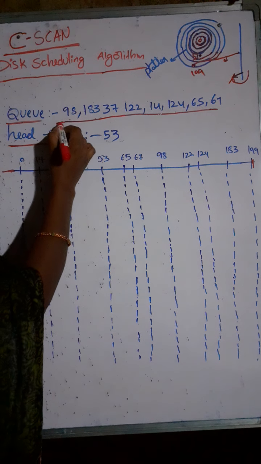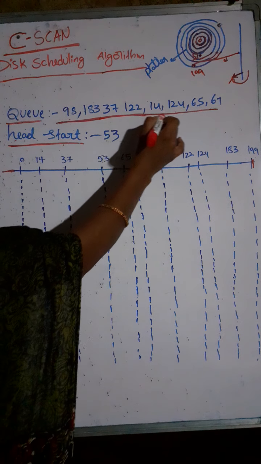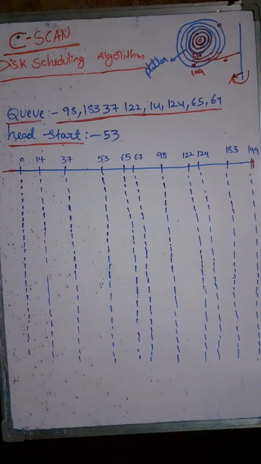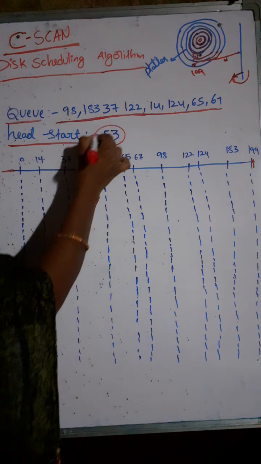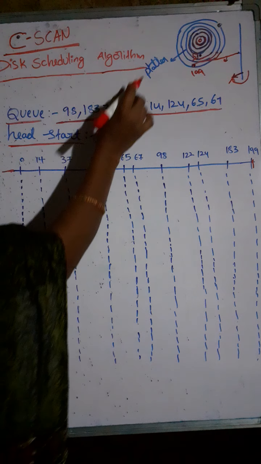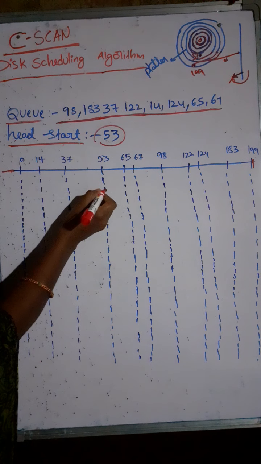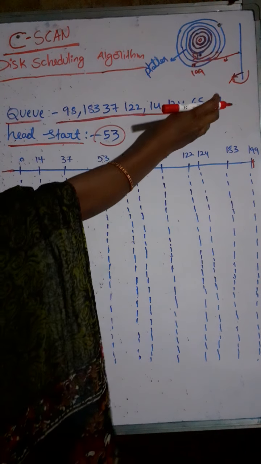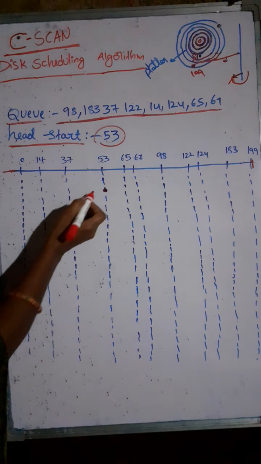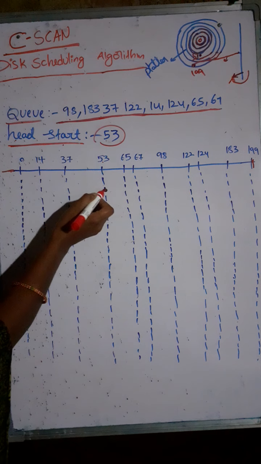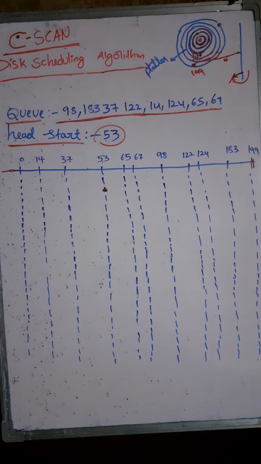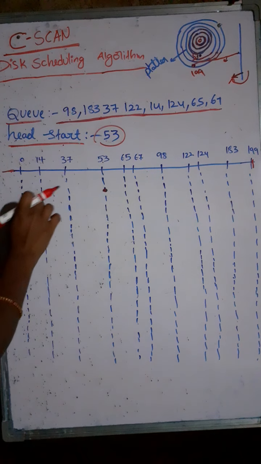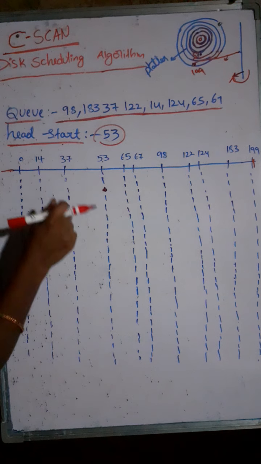Now I'll explain this concept with the help of an example. Let us assume that these are the track numbers of the input and output requests. Here 53 is the head start. That means the read-write head is at track number 53. If you observe, there is no request for track number 53, right? That means the disk arm should start moving from this track number.